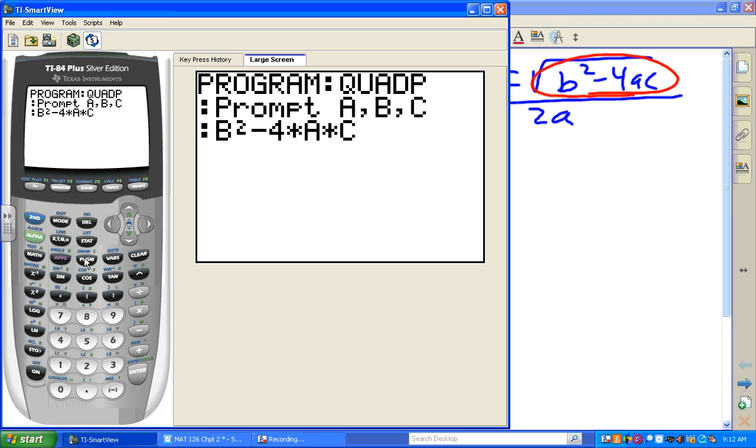I don't hit enter yet. I just want b squared minus 4 alpha a. You always hit enter to get a new colon to show up. So, I want that as my discriminant. Okay?